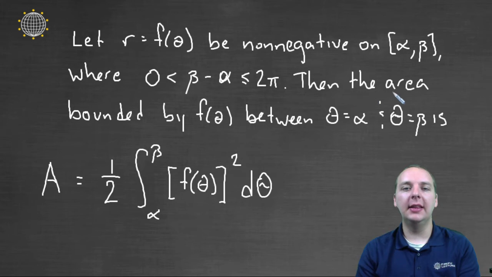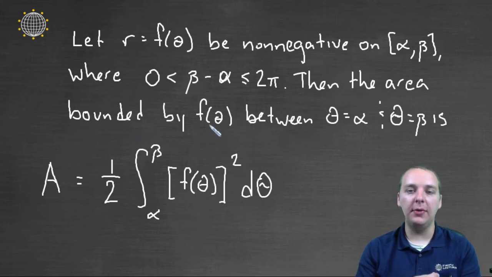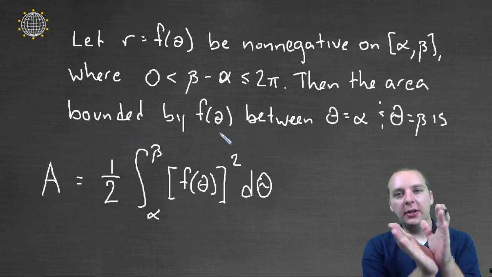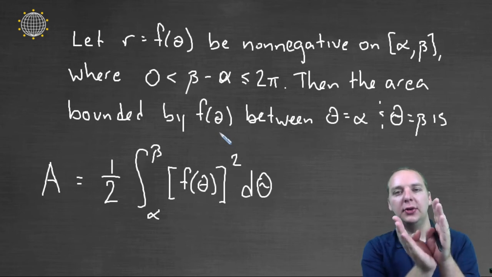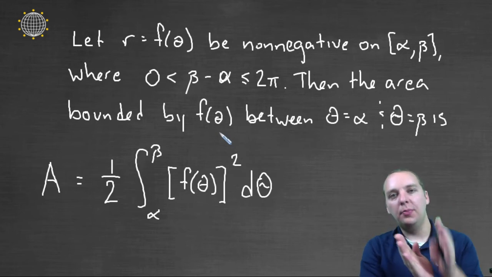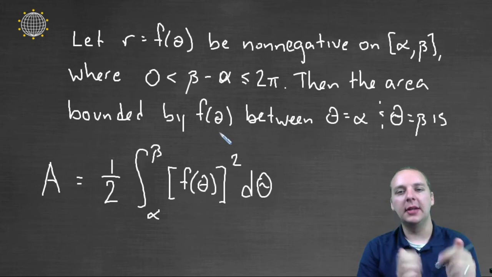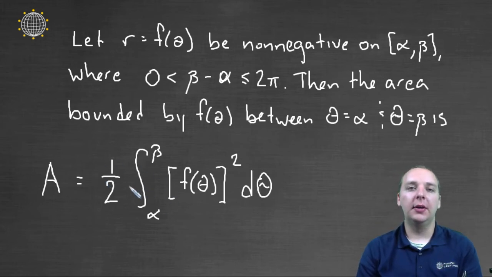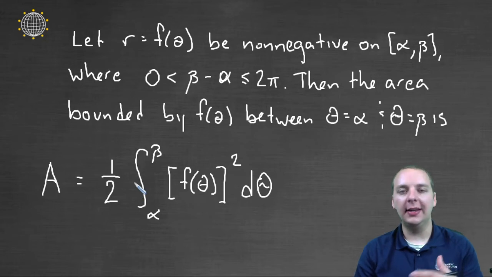If that's the case, then the area bounded by that region and what we call these radial lines, the straight lines at alpha and beta, the area trapped between these is given by this formula. As you know, I try not to kill us with memorization, but this is one thing you just have to memorize, unfortunately. The formula is area equals 1/2 the integral starting at alpha, ending at beta, of the function of theta squared d theta. Now, don't forget the square.